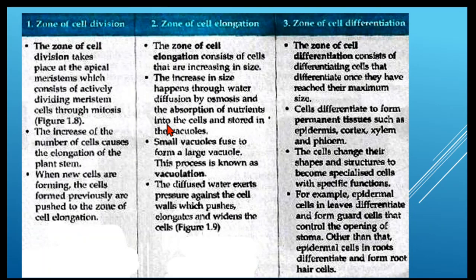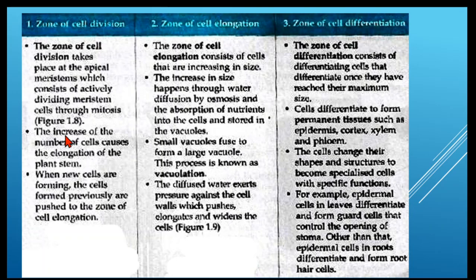So, bila aktif membahagi melalui mitosis, the number of cells will increase. So, when the cell number increases, so itu akan menyebabkan the elongation of the stem. Okay? So, when new cells are forming, the cells formed previously are pushed to the zone of elongation. Begitulah yang berlaku. Okay? So, at the zone of cell elongation, dia consists of cells that are increasing in size. Ingat elongation dia increasing in size. Dalam cell division tadi dia actively dividing through mitosis.